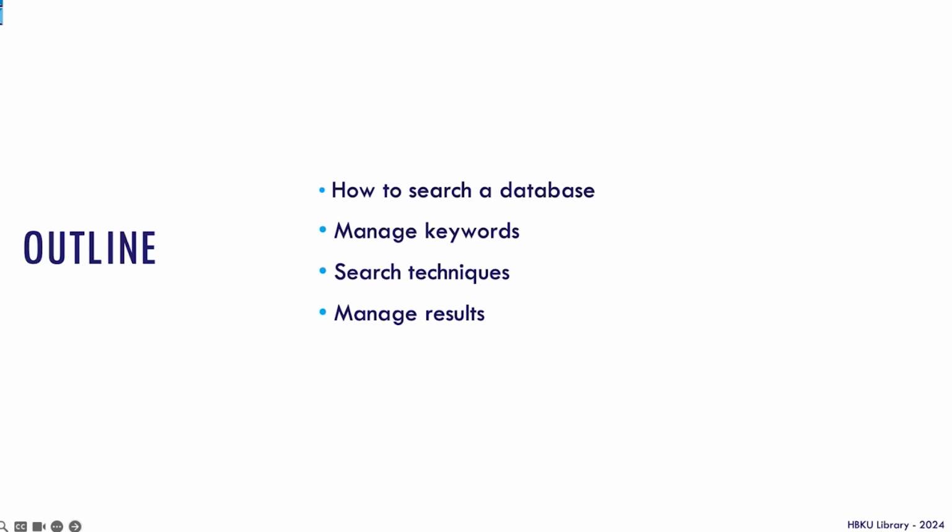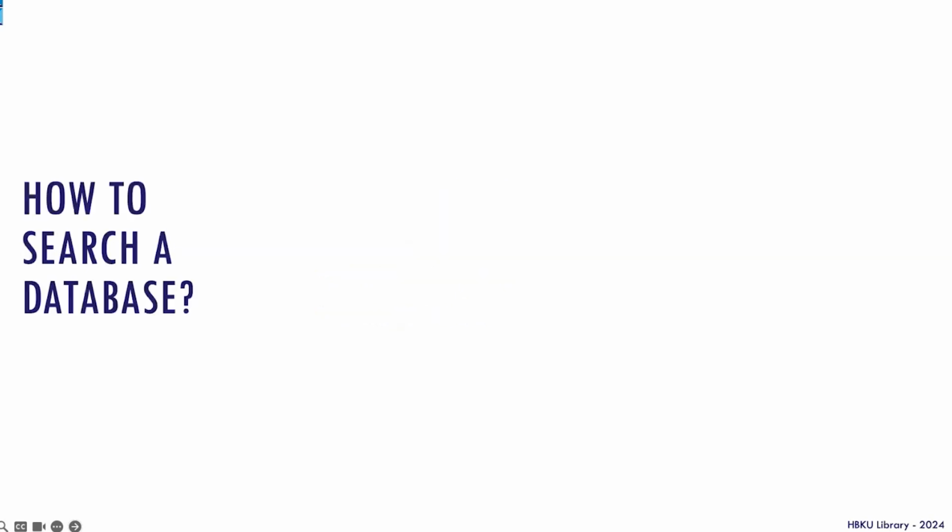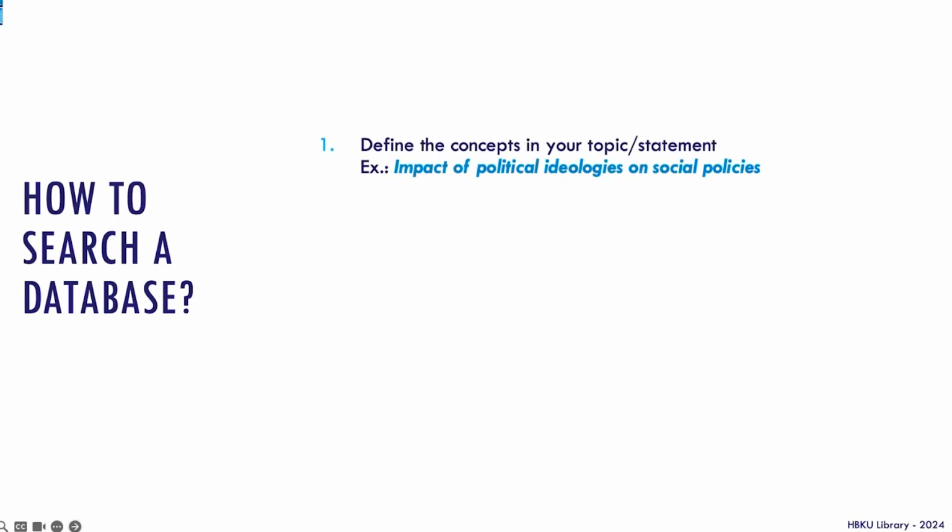When we talk about searching a database, I assume at that stage that you already have your thesis statement or question or hypothesis ready. The first step is to define the main concepts in your thesis statement. So if we take an example: impact of political ideologies on social policies. In that statement itself, what do you think are the major concepts that we can focus on? Main ideas, main subjects, main concepts in this statement. What could they be?